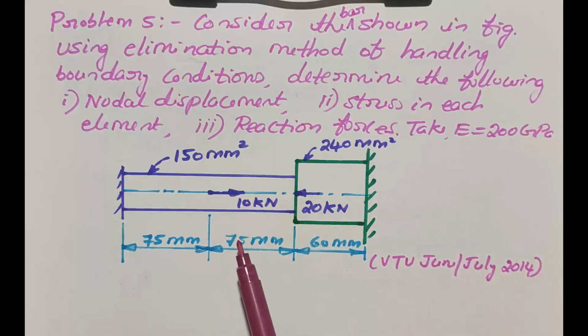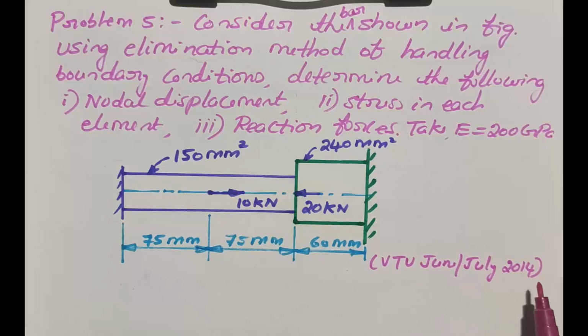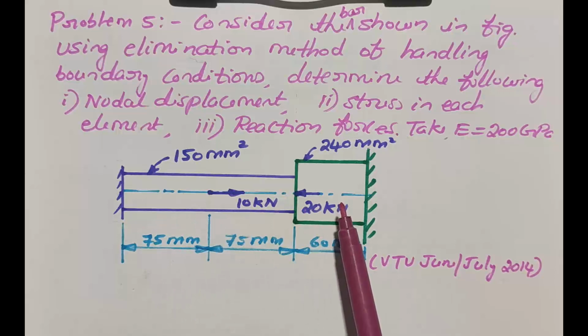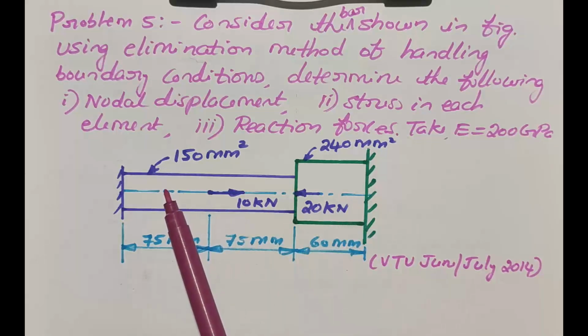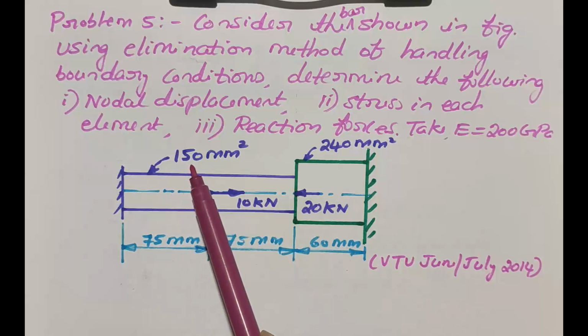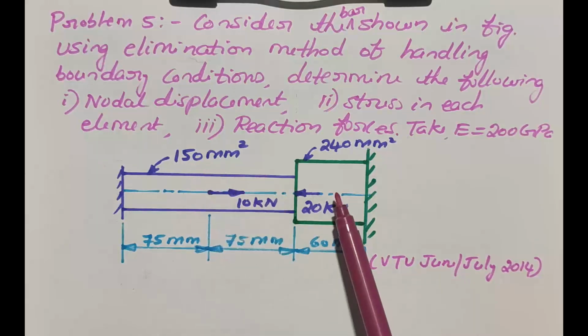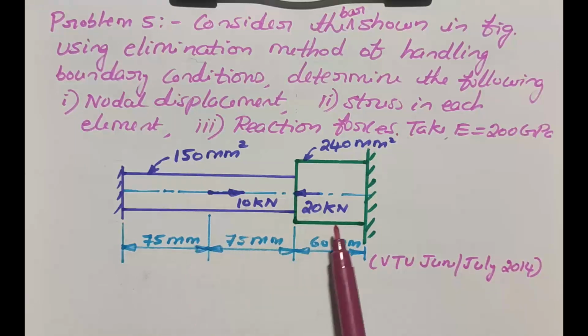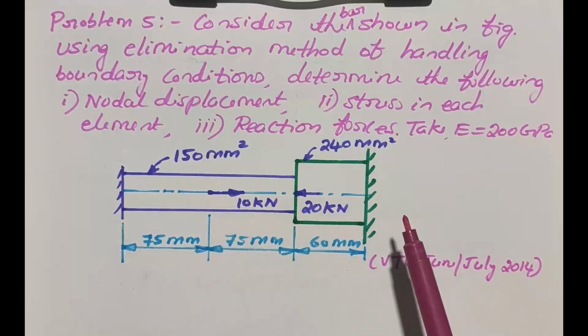This is the figure given in the problem. The problem is from a VTU question paper, that is VTU June-July 2014. See here, the bar is made up of two different steps, or two different cross sections. The cross section areas are given. First step, the cross section area is 150 mm square. Second step, the cross section area is 240 mm square, and lengths of both the sections are given.